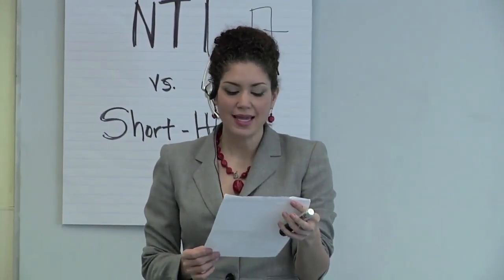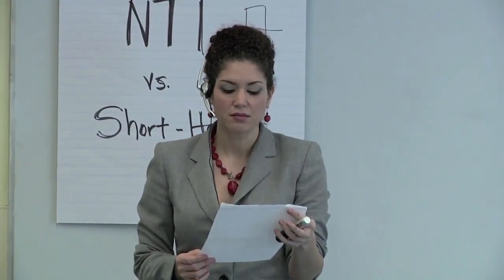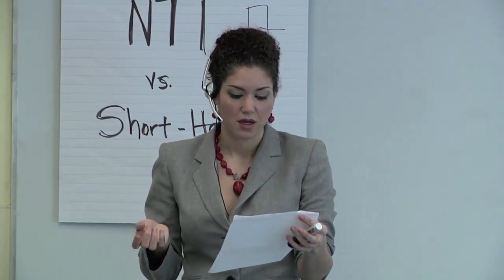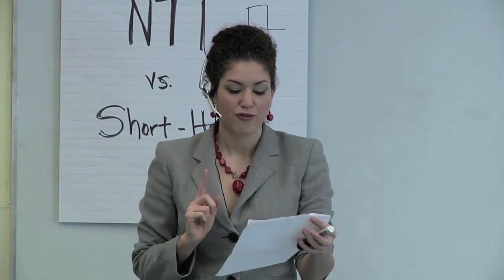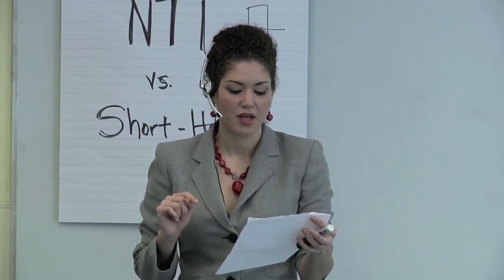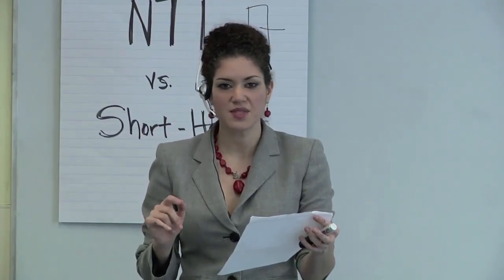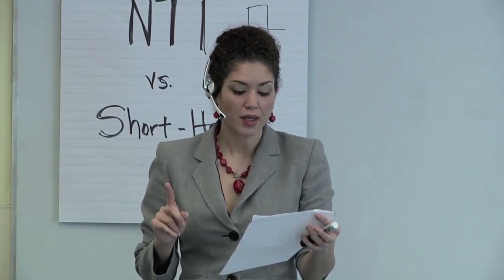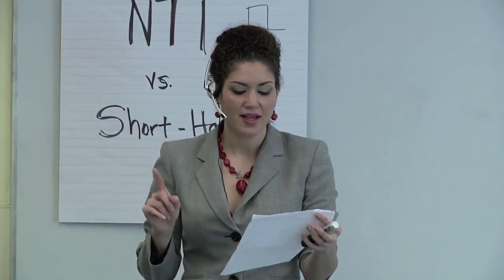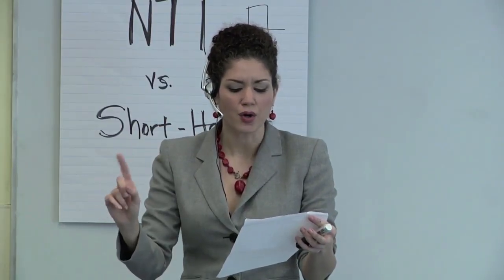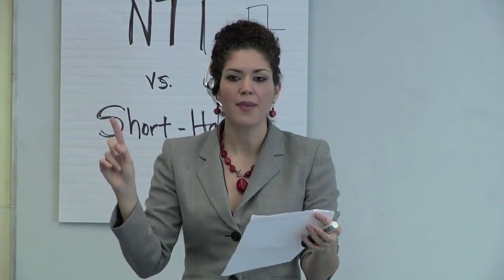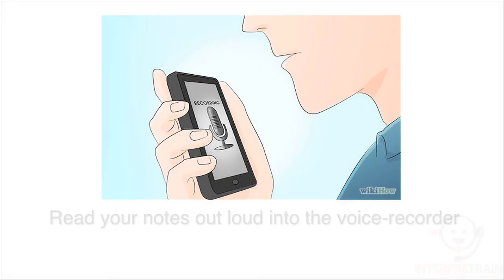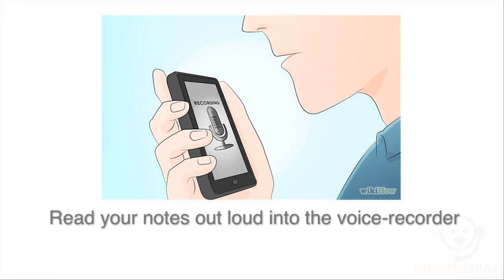California is A, B, C, a little D, and very E. On the other hand, Florida is F, G, sometimes H, and I. Finally, New York is J, K, no, not K, L, M, N. Push the record button and read your notes out loud into the voice recorder.